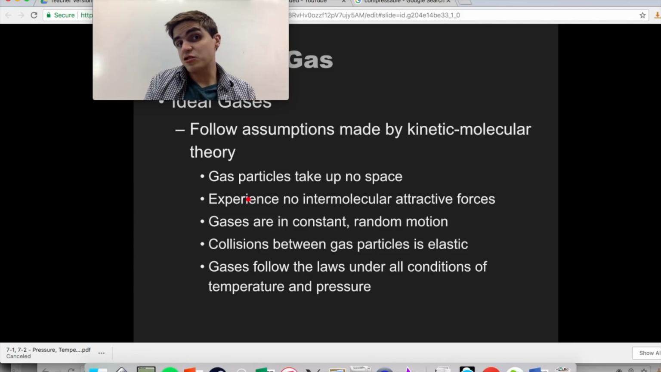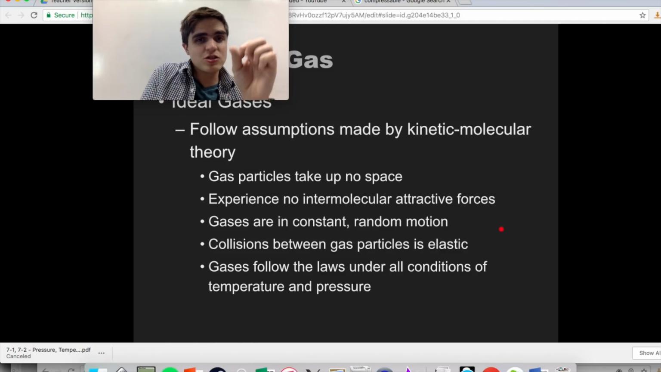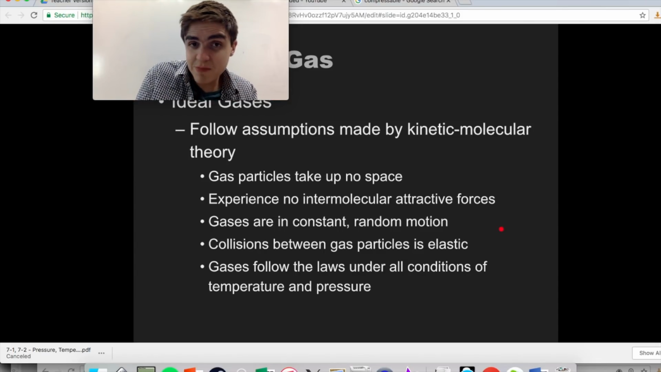Now, most of them make logical sense. If I assume that there are intermolecular attractive forces, I'm obviously going to have to change something. If I assume that gas particles take up space, I'm going to have to assume they're bigger than just infinitely small, and the math's going to have to change. At some point, it should be kind of obvious why we're doing this. It makes our life easier.